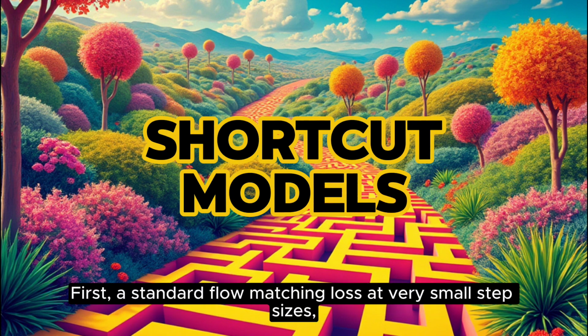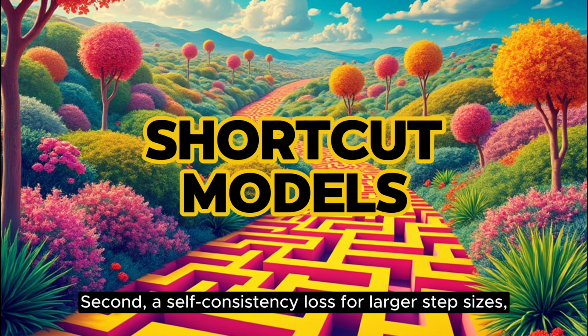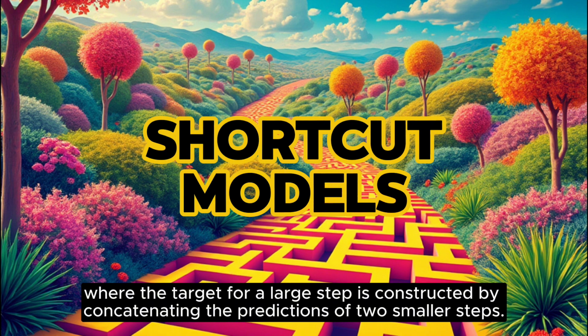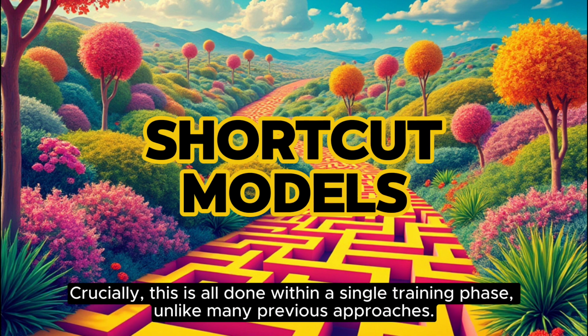First, a standard flow matching loss at very small step sizes, grounding the model in the correct denoising dynamics. Second, a self-consistency loss for larger step sizes, where the target for a large step is constructed by concatenating the predictions of two smaller steps. This ensures consistency across different step sizes. Crucially, this is all done within a single training phase, unlike many previous approaches.